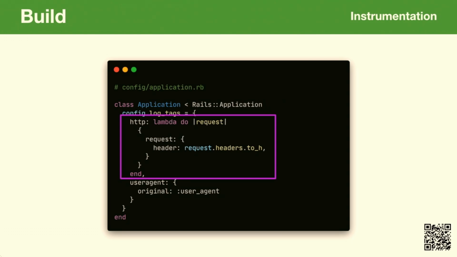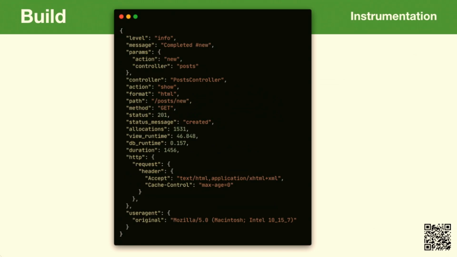There's the http.request.header. There's two different styles here. There's a lambda style and a straight hash style. And you can see there's our extra attributes in the log.